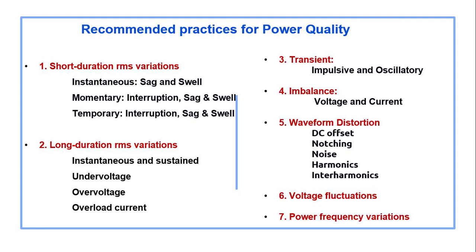There are some recommended practices for power quality. These are the parameters which decide your power quality. There are 7 main parameters. Number 1, short duration RMS variation. This variation is further divided into 3 parts: instantaneous, momentary and temporary.